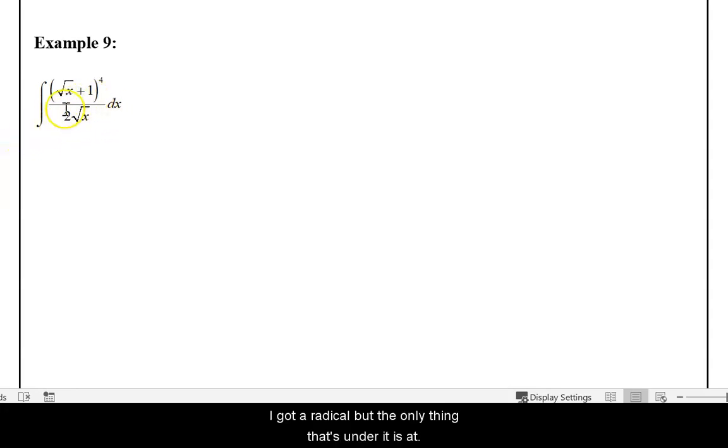I've got a radical, but the only thing that's under it is x. A monomial x does not make a good u. In fact, I can't think of any case where monomial x by itself is ever going to be u. 3x, maybe. X? No. That means that this might not be u. I could use the whole denominator as u.